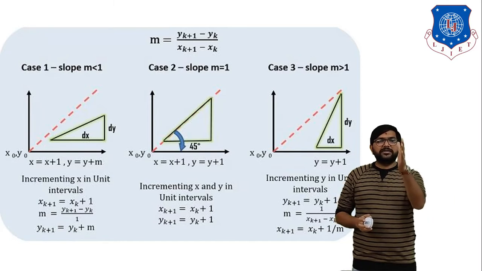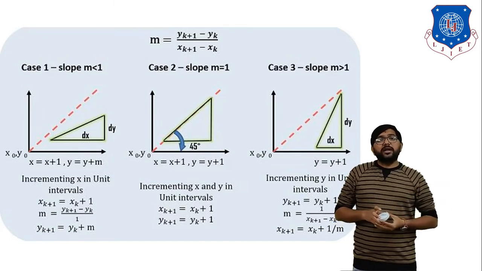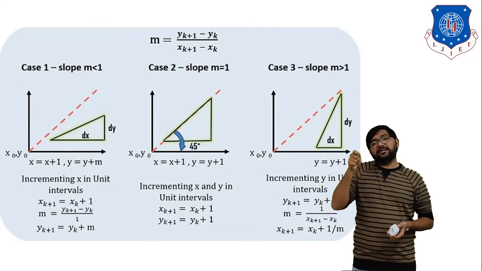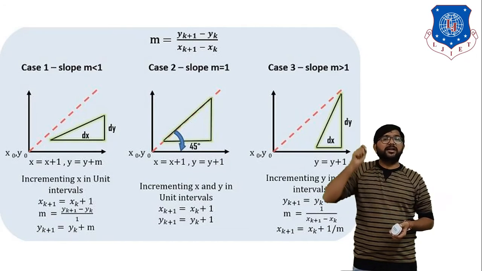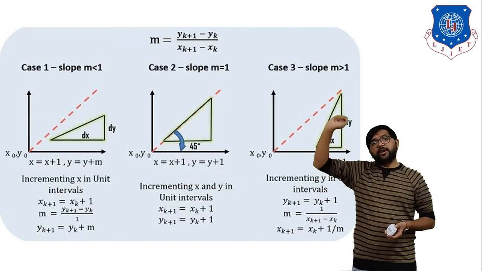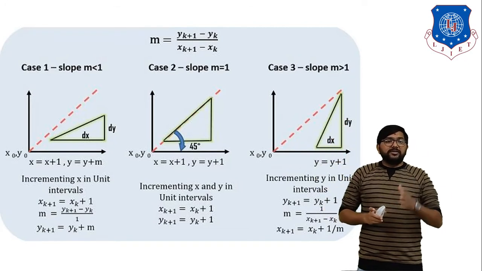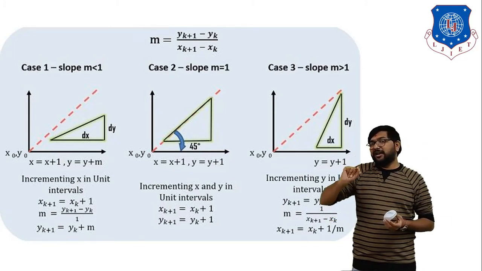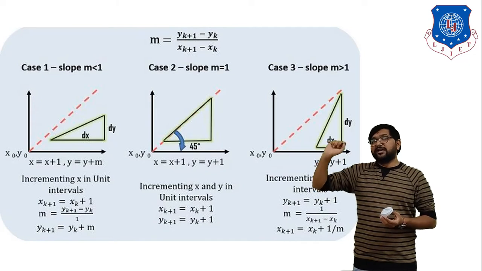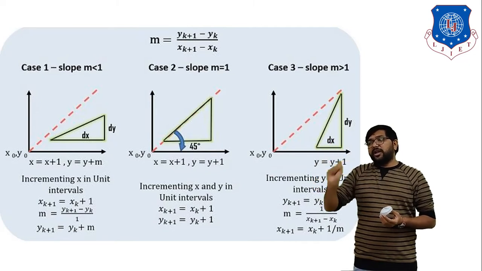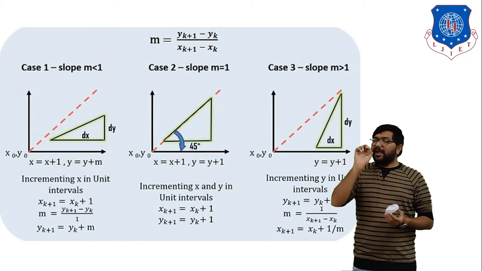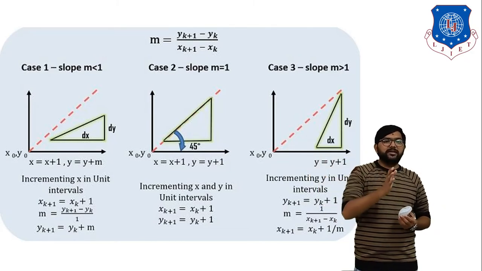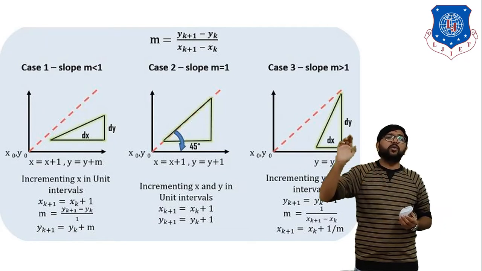Now case number 1, slope m is less than 1. In the DDA algorithm, we have to give a small increment in x direction and a small increment in y direction, and reach from the first endpoint to the last endpoint. Clear? If slope m is less than 1, the line's increment in x direction is higher. So we give 1 unit increment in x direction and slope increment in y direction. Clear? So in case number 1, x is equal to x plus 1.